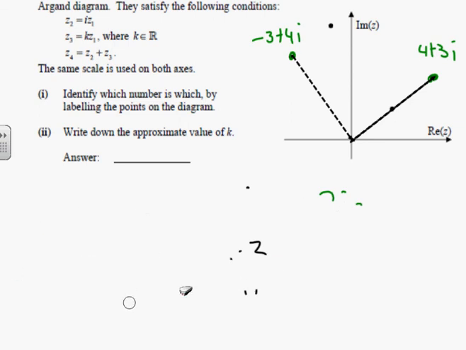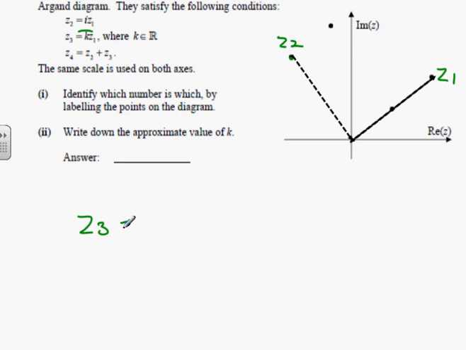So, with this in mind, what we can do next is this. Cool. That's 4 plus 3i, 4 minus 3i. Now, 4 plus 3i minus 3 plus 4i. Okay, so we're just going to get rid of this here. So we know that this one here is going to be Z1. This one here is going to be Z2. Reason being, 90 degrees and the same length. Z3 equals KZ1, where K is an element of R.